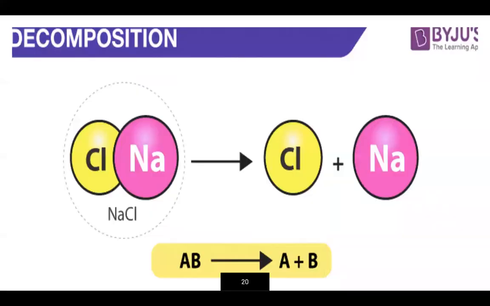All right, and this is a good picture. I like visually showing you these pictures. You can see the decomposition, NaCl yielding Cl plus Na. The A is the Cl, B is the Na, forming A, Cl, and B, Na.